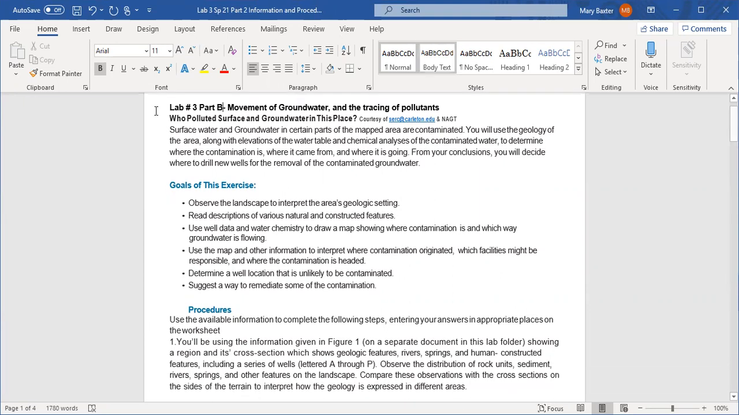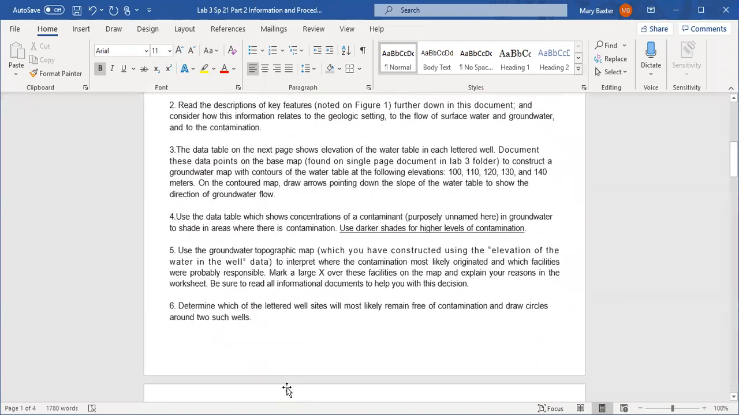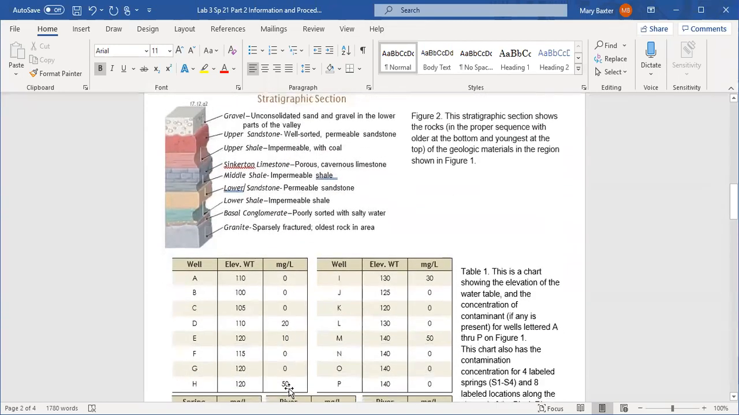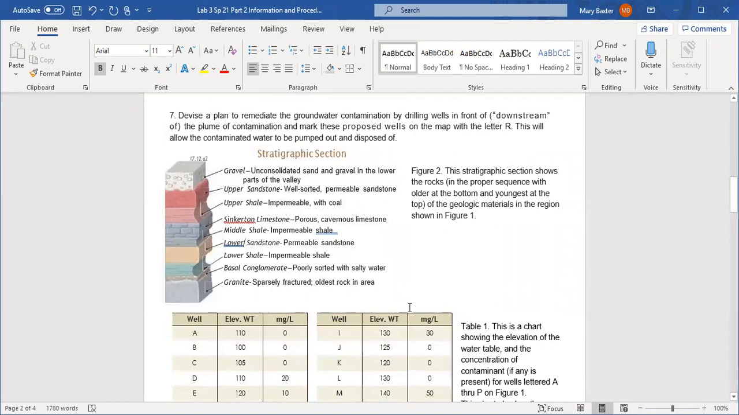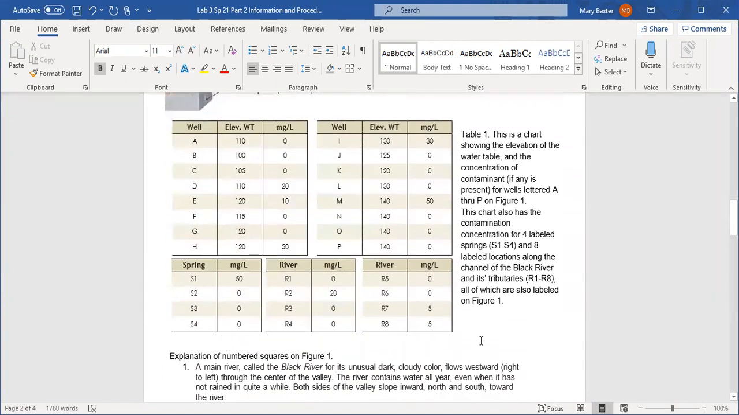Okay, here's the purpose of the exercise, the procedures that you're going to be doing as you move through the data, etc. Here is information about the actual rocks that are in the subsurface in the area under consideration. You're going to be working with this table here. This is the table of contaminant levels in wells, springs, and river localities in the area under consideration.